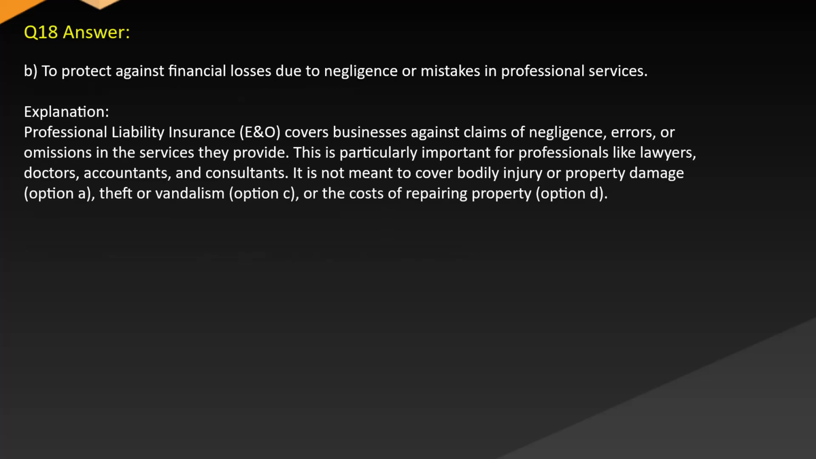Answer: B. To protect against financial losses due to negligence or mistakes in professional services. Explanation: professional liability insurance (E&O) covers businesses against claims of negligence, errors, or omissions in the services they provide. This is particularly important for professionals like lawyers, doctors, accountants, and consultants. It is not meant to cover bodily injury or property damage, theft or vandalism, or the costs of repairing property.